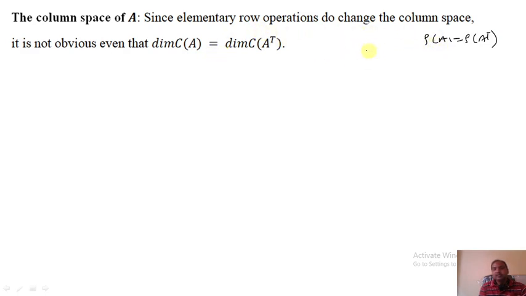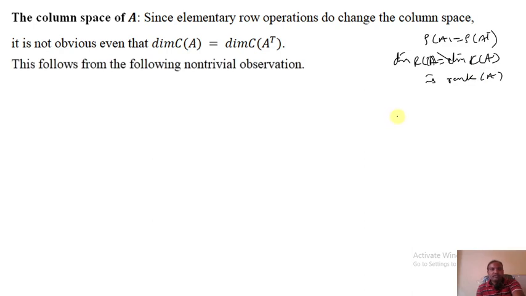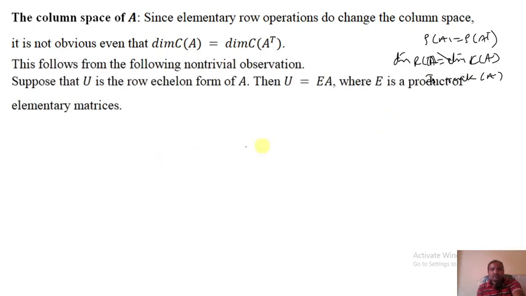While we are using row operations, both dimensions are the same. That's why the dimension of the row space and the dimension of the column space is called the rank of the matrix A. The dimension of R of A transpose and the dimension of C of A are both the same. This is called the rank. This is the rank of A. Now, the following is a non-trivial observation.